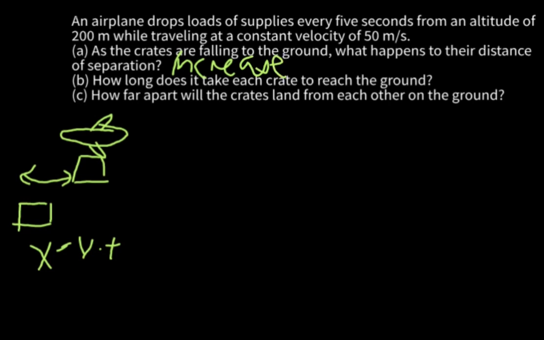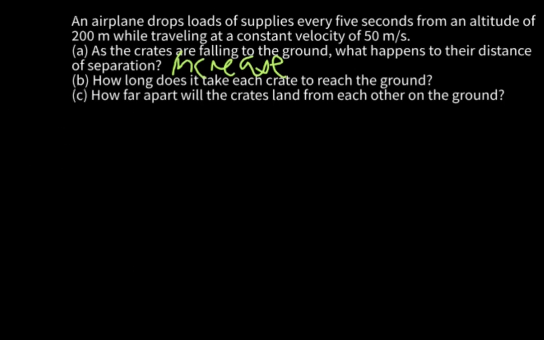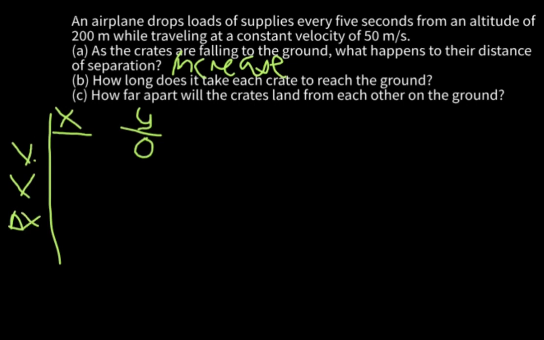Alright, part B, how long does it take each crate to reach the ground? So we're going to make a chart for our x direction and our y direction. The initial velocity in the y direction for the box is going to be 0 because it's dropped from the plane. We don't really need to worry about the horizontal direction for this part. We don't really know its final velocity, but we know that its change in position in the y direction is 200 meters because that's the altitude at which each box is dropped.